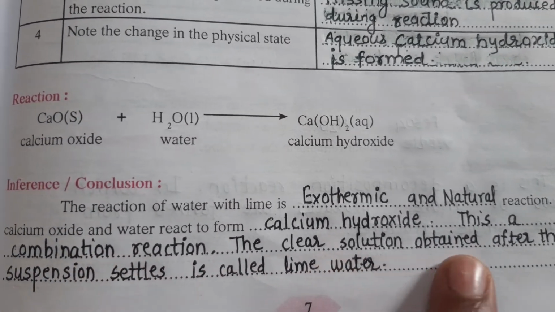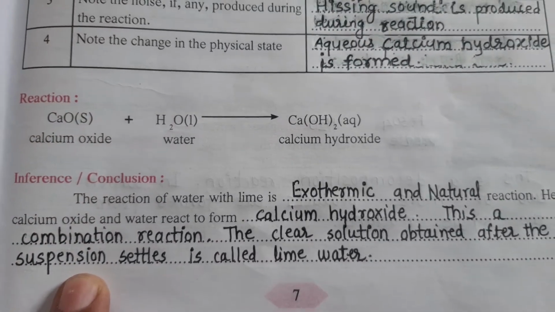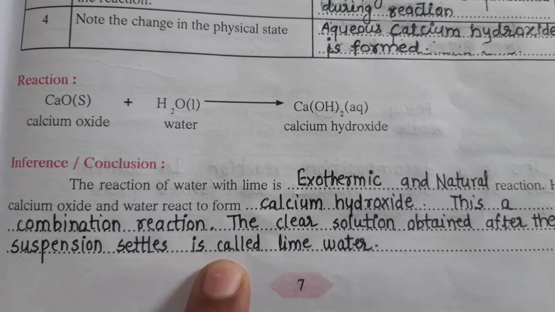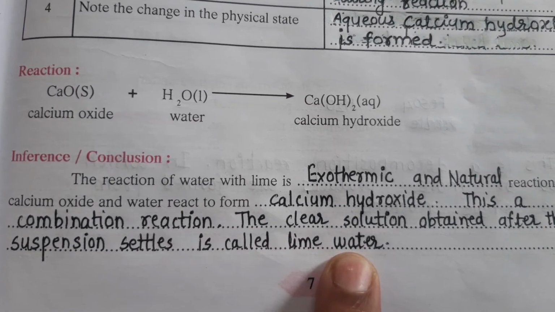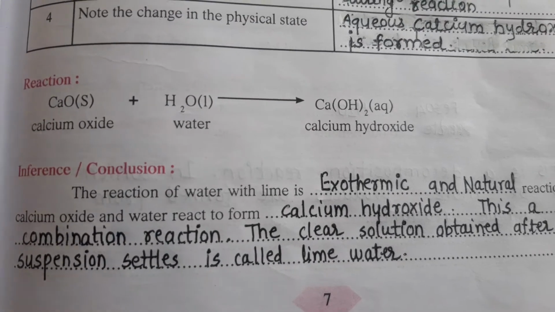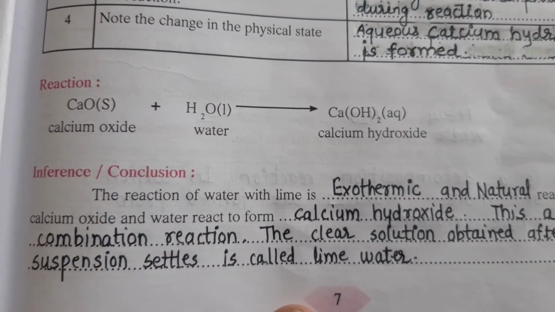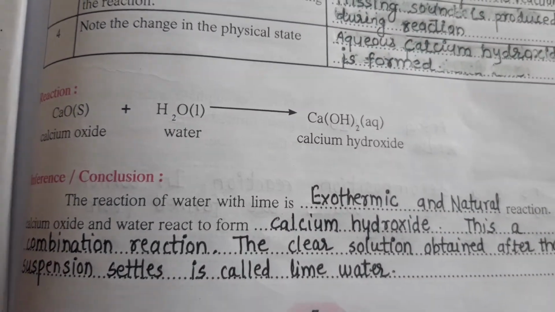A clear solution is obtained after the suspension settles, and it is called lime water. So when you dissolve this calcium oxide in water, lime water is seen, and the suspension settles at the bottom. So this reaction is known as the combination reaction.